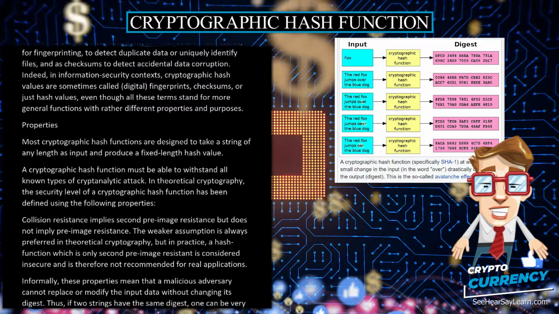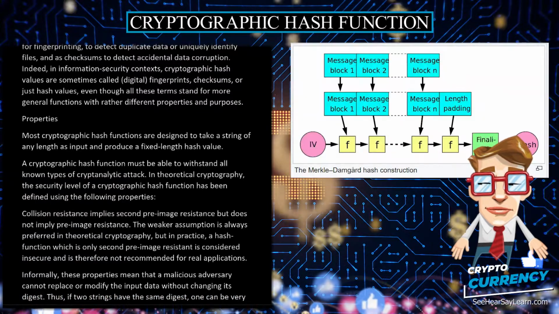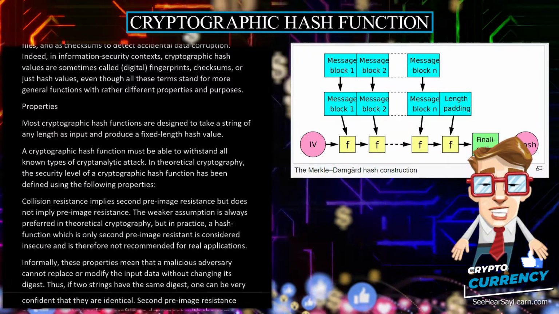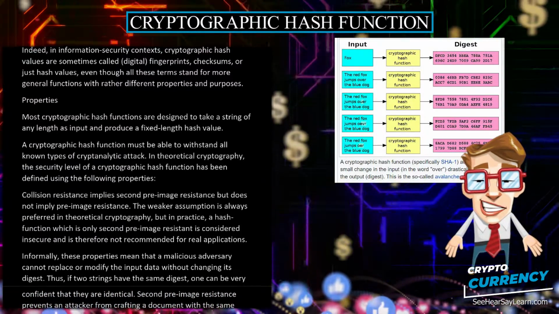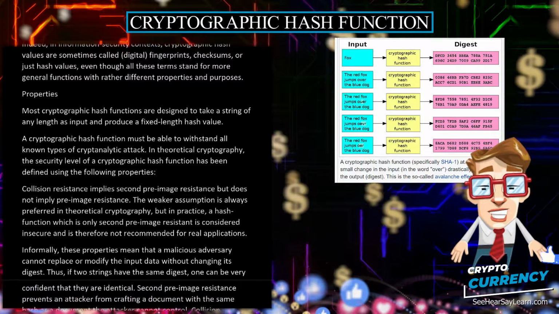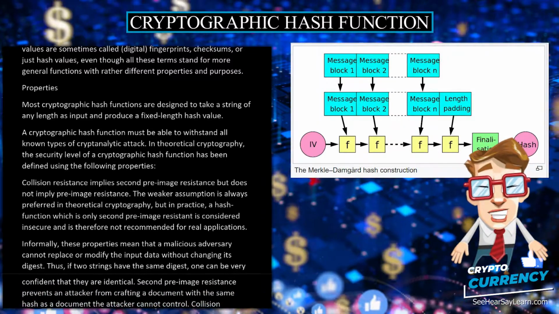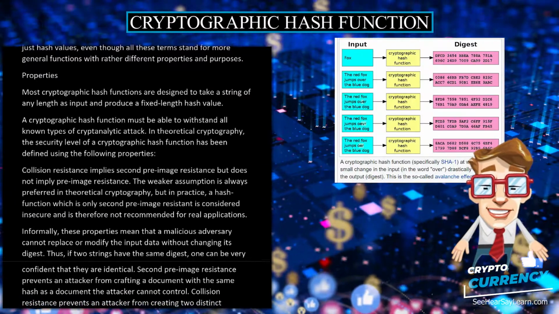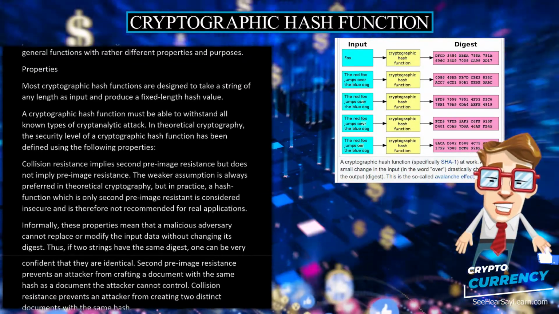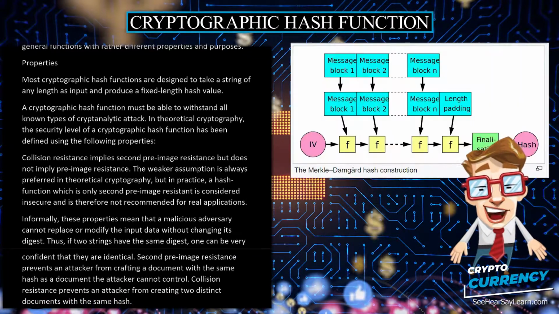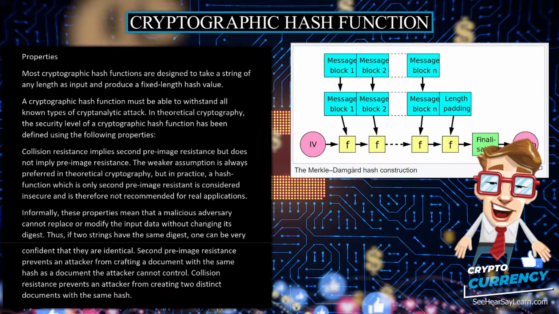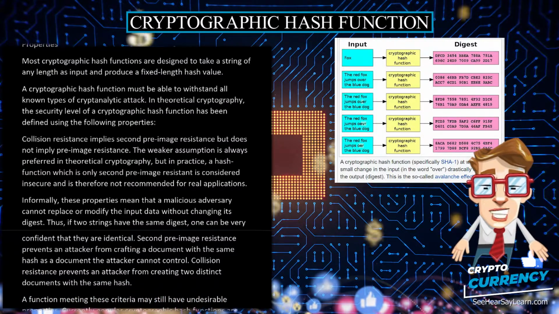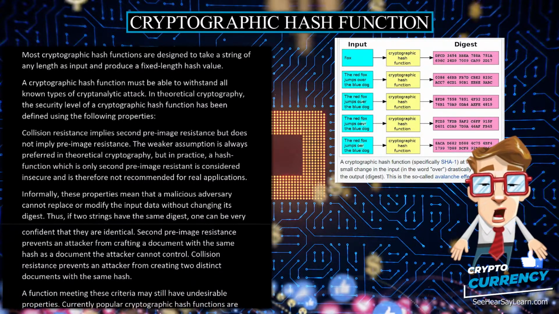Indeed, in information security contexts, cryptographic hash values are sometimes called digital fingerprints, checksums, or just hash values, even though all these terms stand for more general functions with rather different properties and purposes. Properties. Most cryptographic hash functions are designed to take a string of any length as input and produce a fixed length hash value. A cryptographic hash function must be able to withstand all known types of cryptanalytic attack.